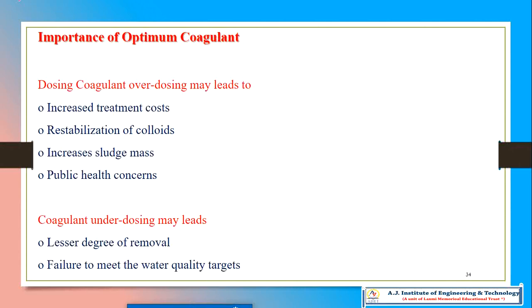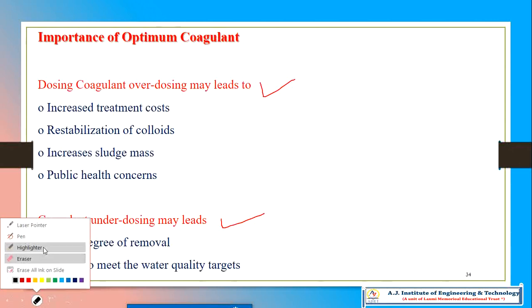Now we'll go to the importance of optimum coagulant. That is why we need optimum coagulant, and overdose. What happened if overdose or underdose? Now we had a graph like this in the last. Like this we got, this is overdose, this is underdose. So that should not happen, should be clear. So we will discuss in this slide what happened if overdose or lower dose.